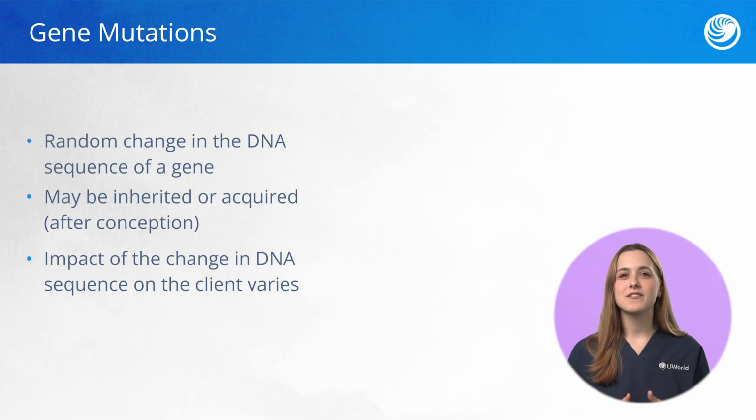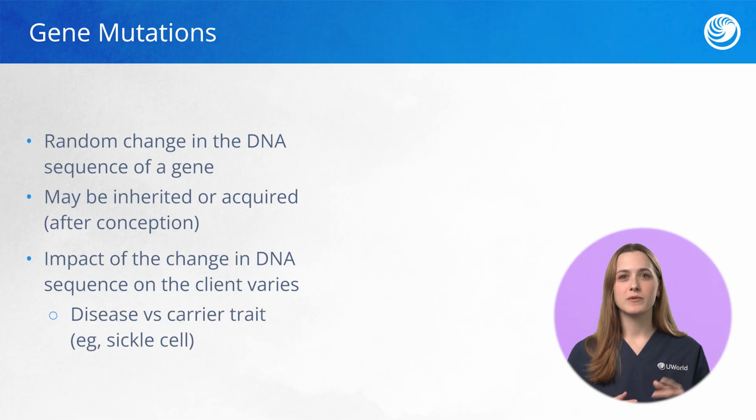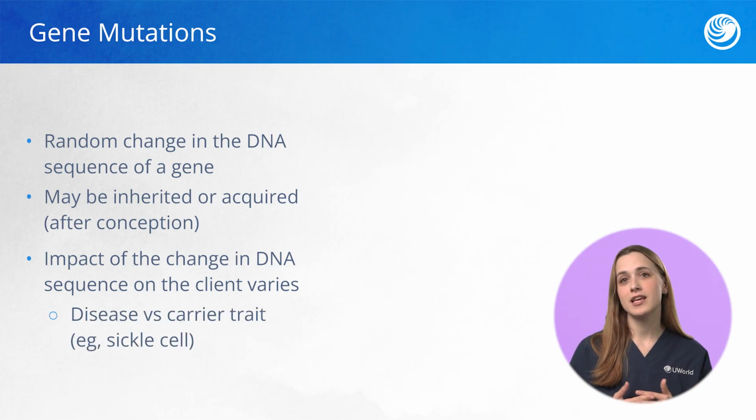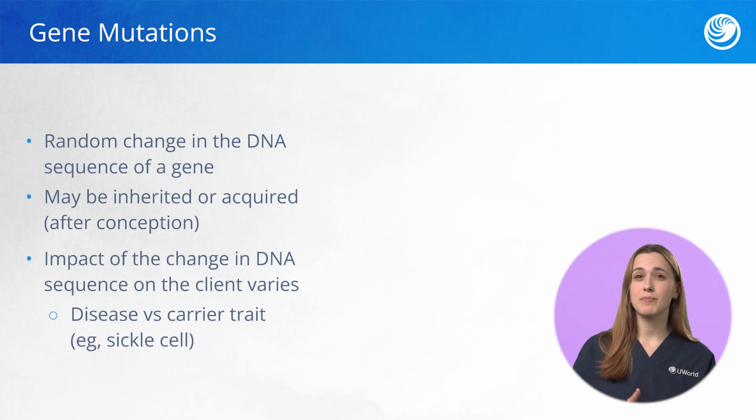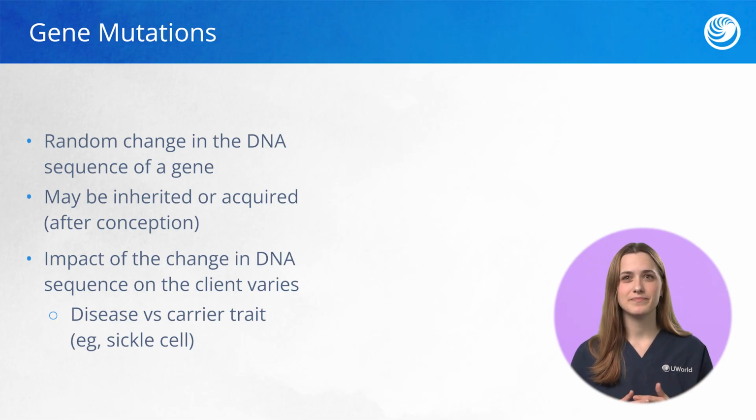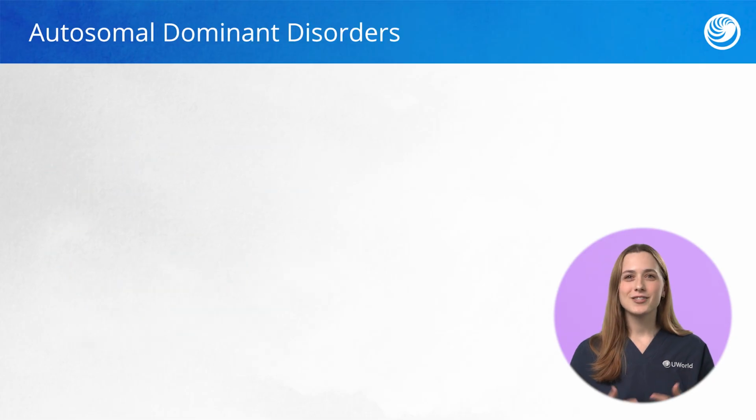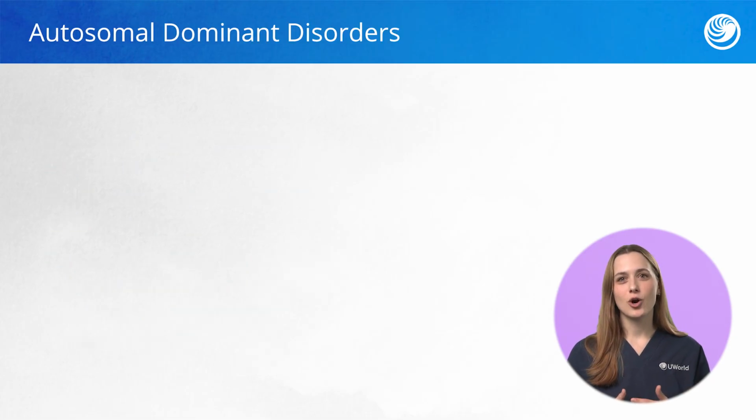Whether or not the client is affected also depends on the pattern of gene inheritance. For example, if only one gene for sickle cell disease is inherited, then the individual would be a carrier for the trait but not actually have the disease. But an individual who inherited two genes, one from the male and one from the female, would have sickle cell disease.